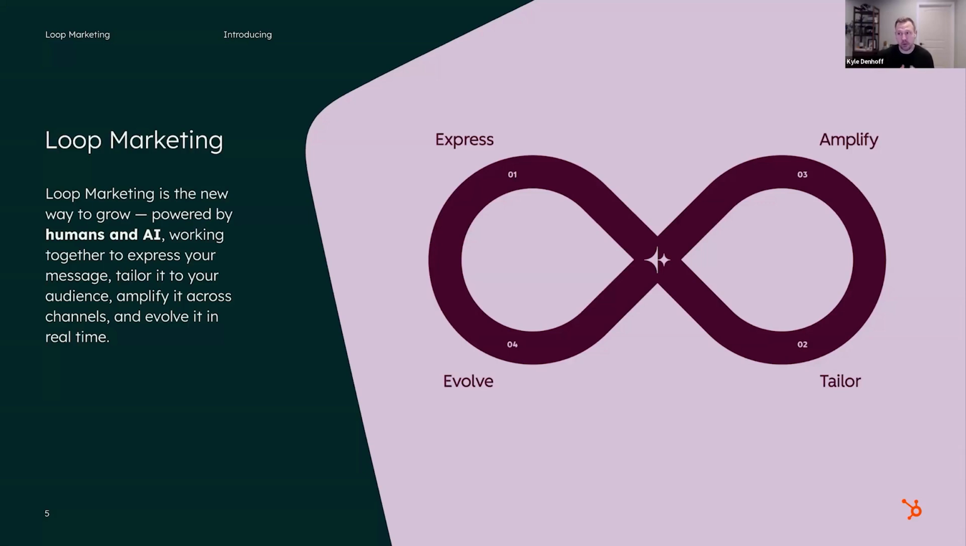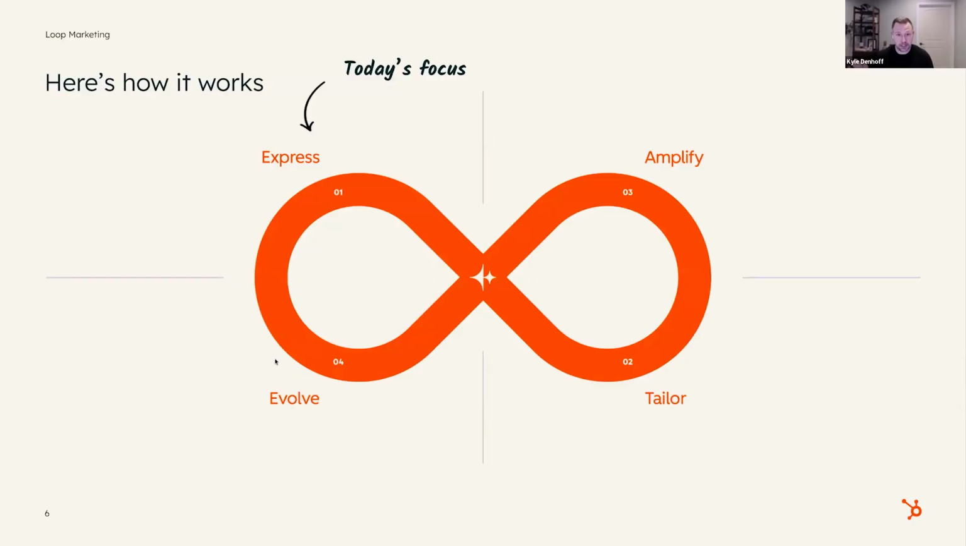At HubSpot, we've moved to more of this always-on model. So instead of running big campaigns that fill the funnel in a short period of time, the loop is meant to represent always on. So we're using AI at every phase of our marketing funnel and our program. So the purpose of Loop is really how do you build more of this always-on engine to help your business? Today, we're going to talk about the express phase, as I mentioned, which is the starting point of the always on.